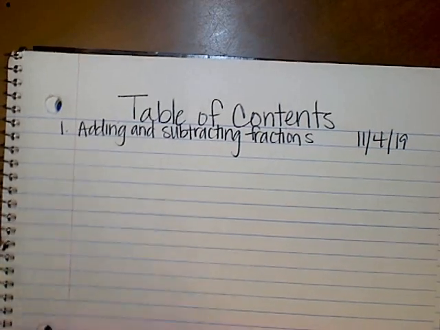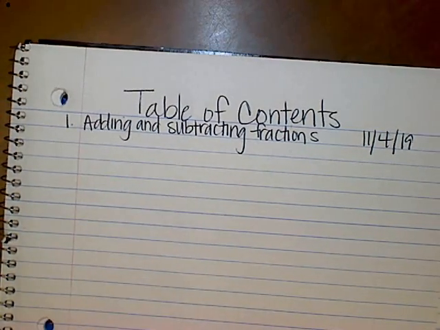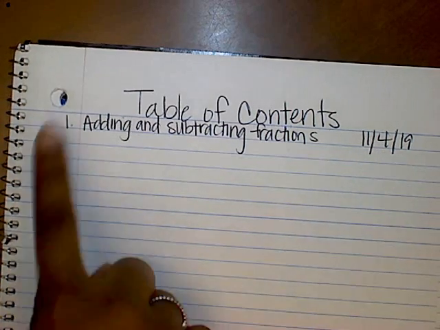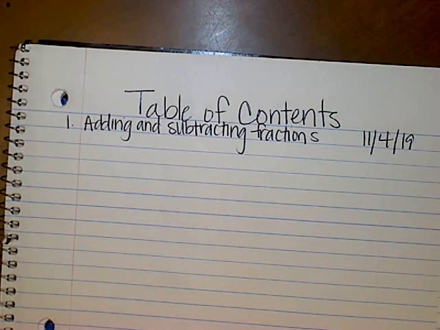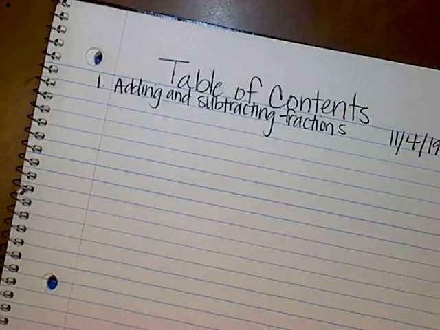Alright, so we have our table of contents set up: adding and subtracting fractions, and this is the date we did it, 11/4, and it's on page 1 because it's the first notes we're doing in our notebook. So go ahead and do that. You can pause it if you need to, but I'm going to keep moving. I'm going to flip the page, go to the next page, and make this page 1. So this is page 1, so you put that at the top.